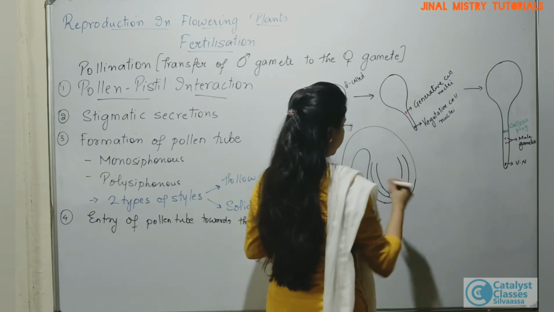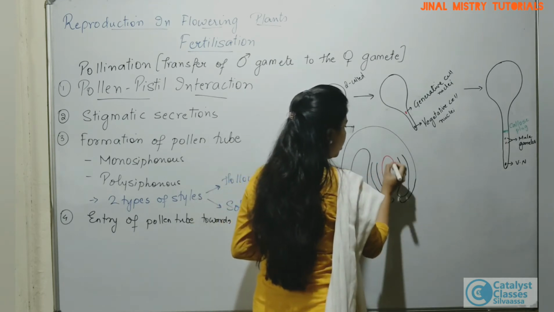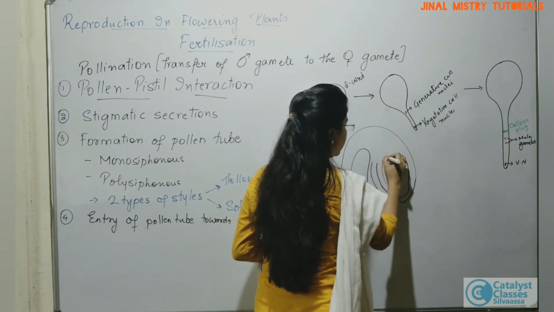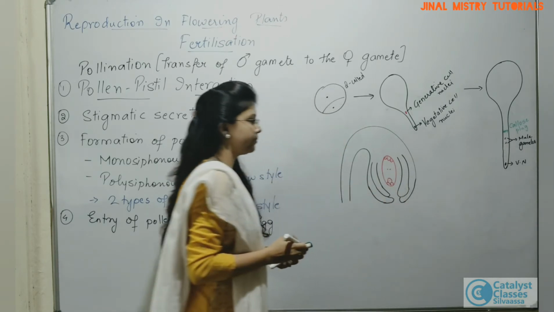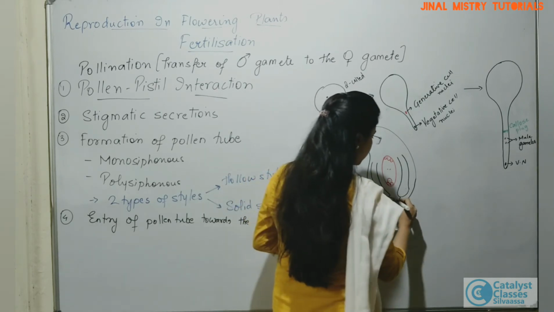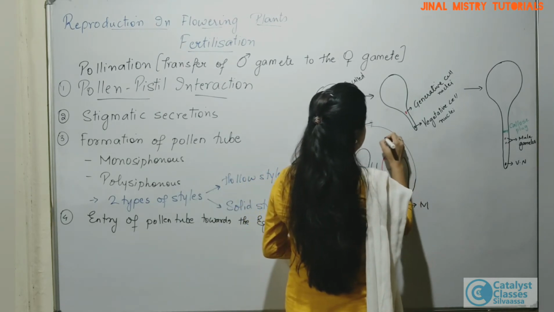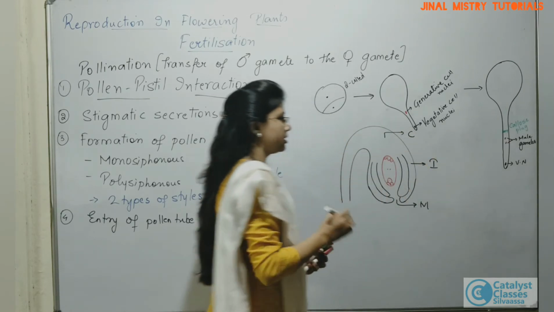Inside here will be present the embryo sac. These will be the two polar nuclei. These can be the antipodals. This will be the egg apparatus present. Correct? So you can say that this is the micropylar end. This is the chalazal end and these are the integuments.